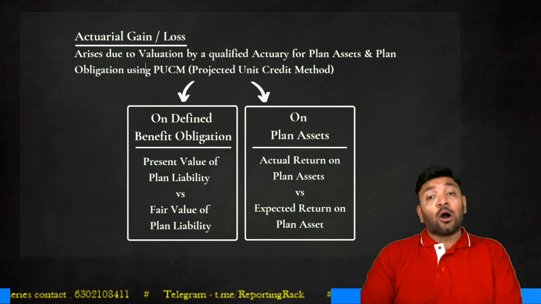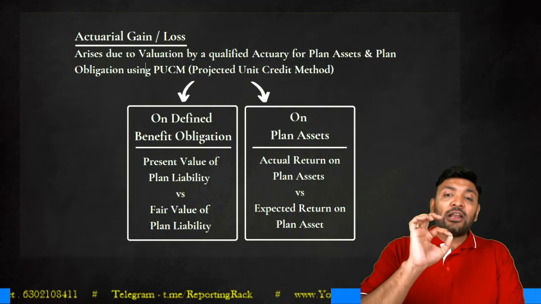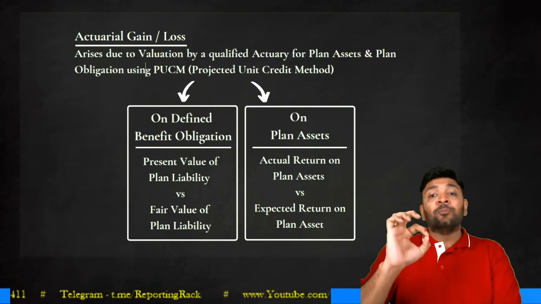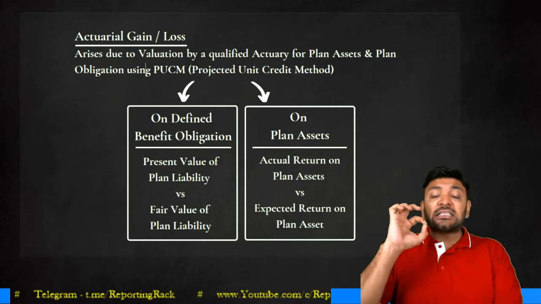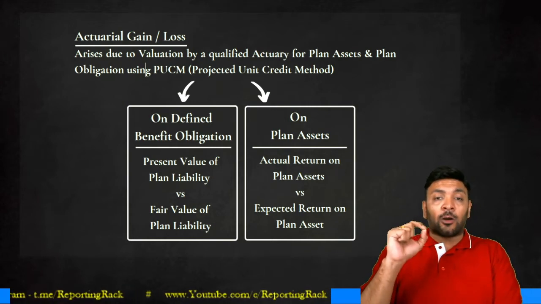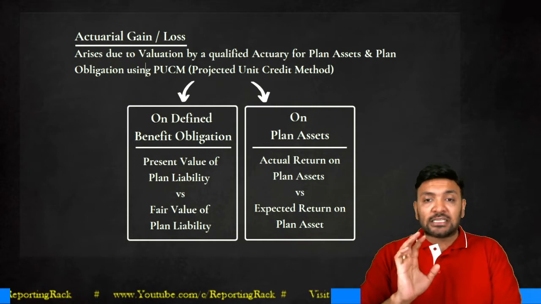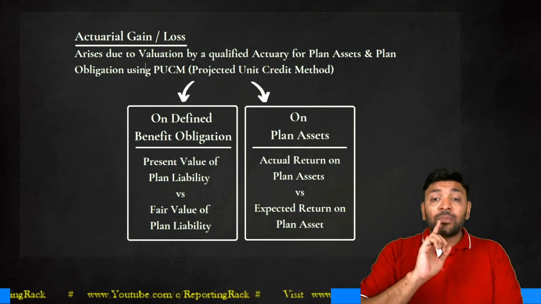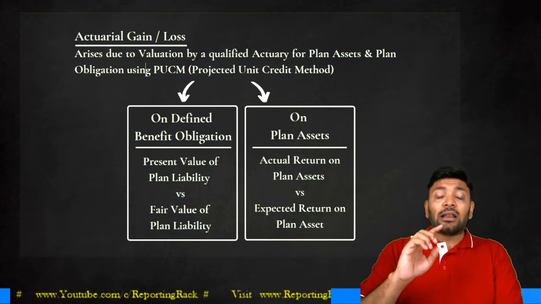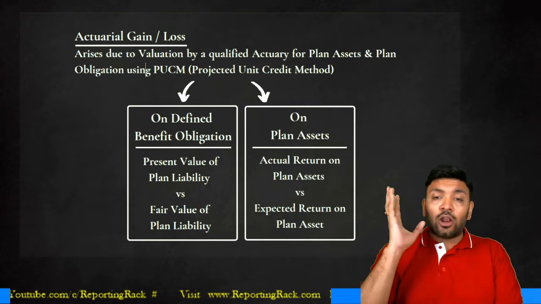What do you recognize? Actuarial gain or loss. How do I measure actuarial gain or loss? The difference between the present value of the defined benefit obligation as identified by the management estimate and the fair value as assessed by the actuary should be recognized as actuarial gain or loss in my statement of OCI. It could result in a gain if your fair value as per actuary is less than the present value, or if the fair value is greater than the present value, then it results in a loss.